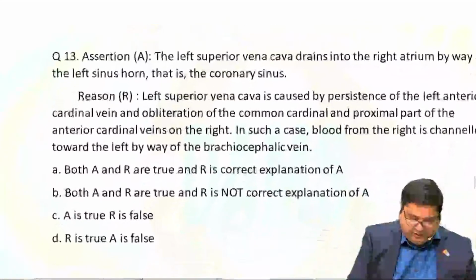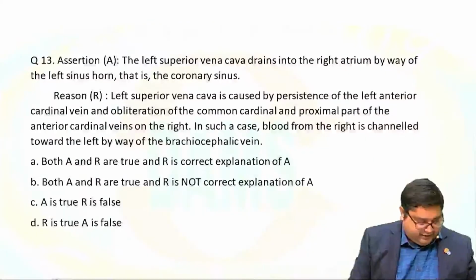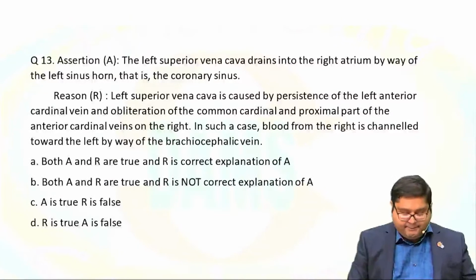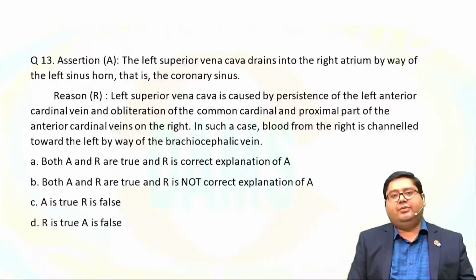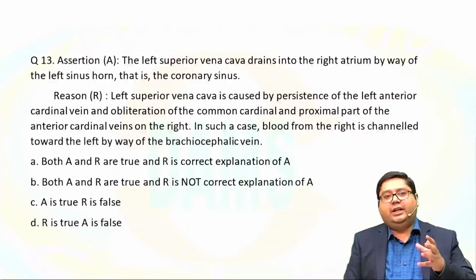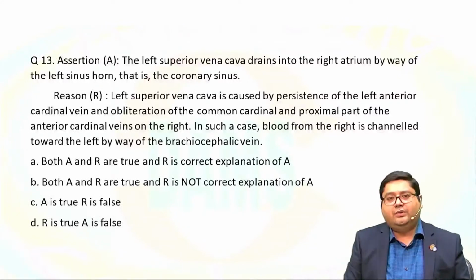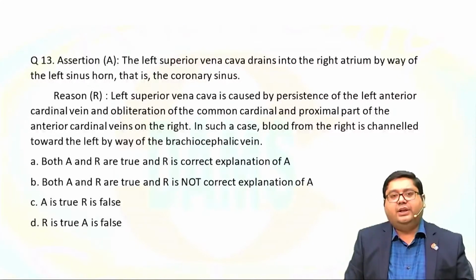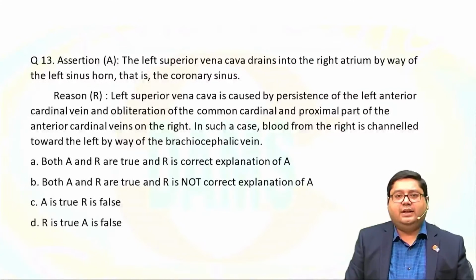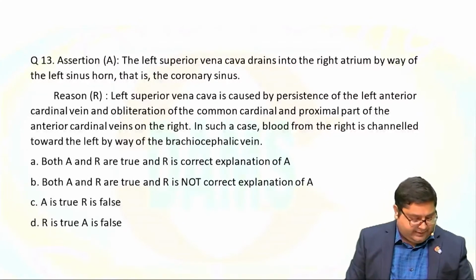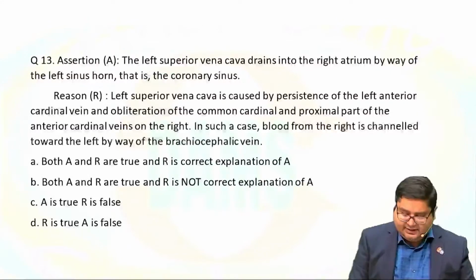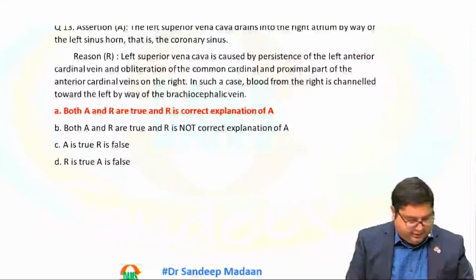Now the next question, read the question and tell me what is your answer. Assertion is left superior vena cava drains into right atrium by way of left horn of the sinus venosus. Okay, that is coronary sinus, and the reason is it is the persistence of left anterior cardinal vein. Yes, is this correct? Both A and R are true, right?